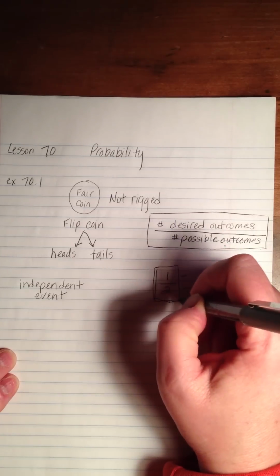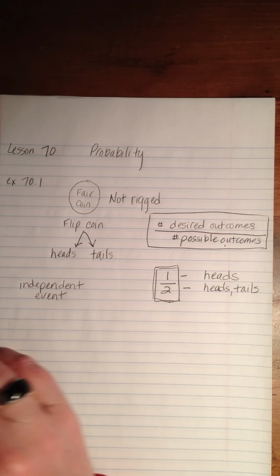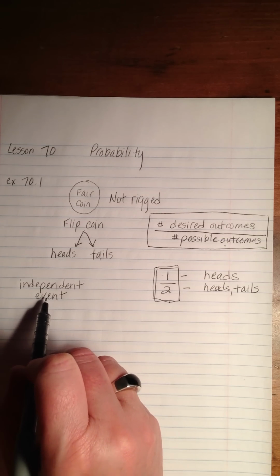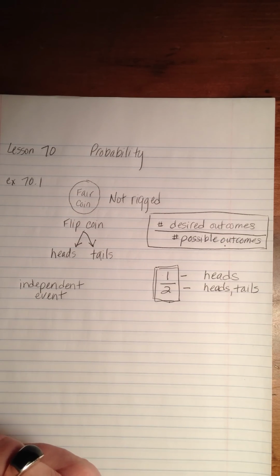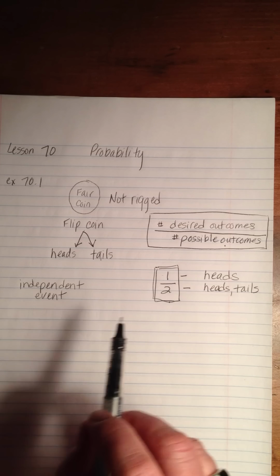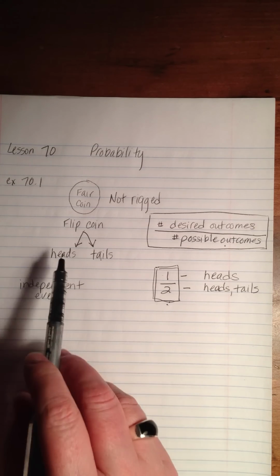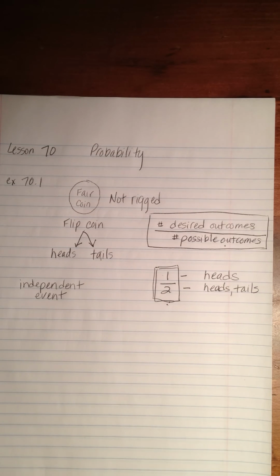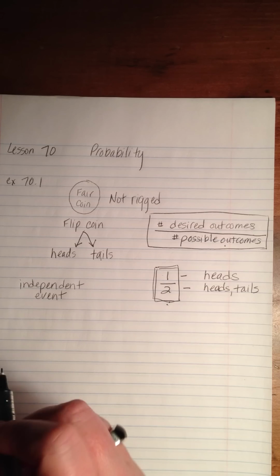So that is the answer to this question, and it's meant to remind you that when you have an independent event, you don't have to take past events into consideration at all. Each flip of the coin is completely unique and different. So that is the answer. That is the probability for problem 70.1. Let's try 70.2.